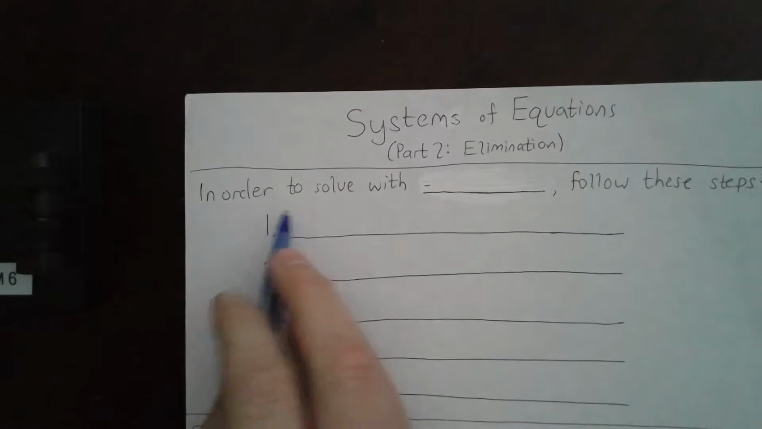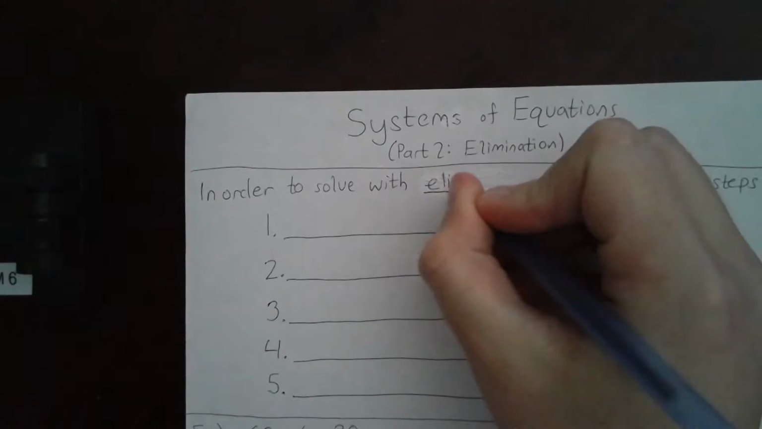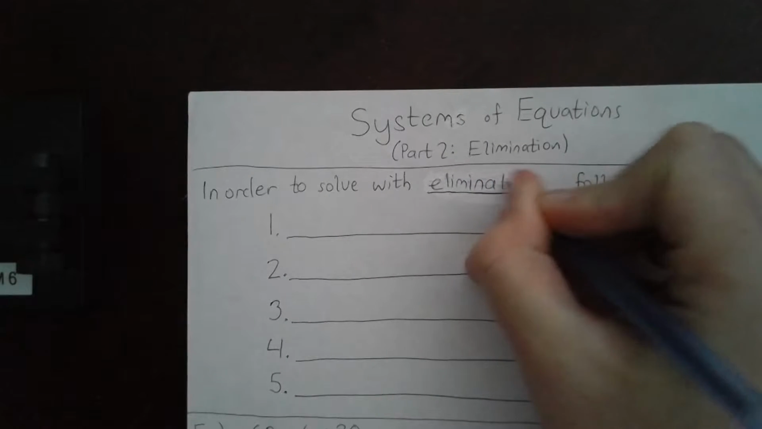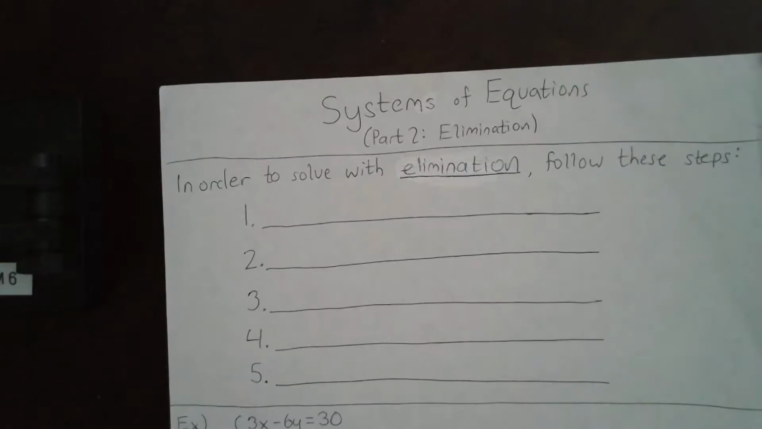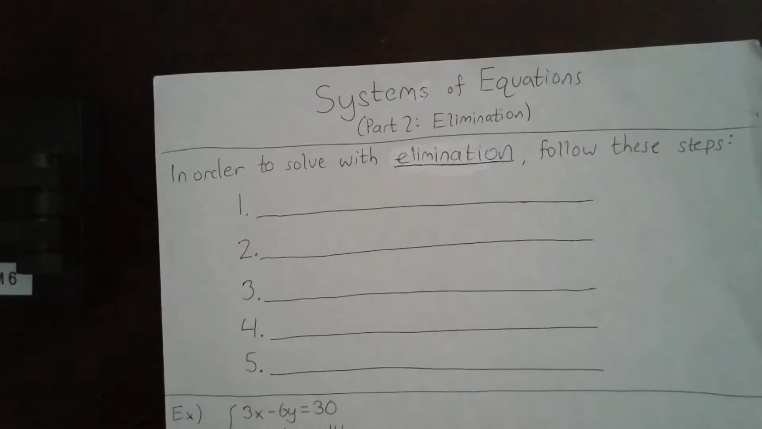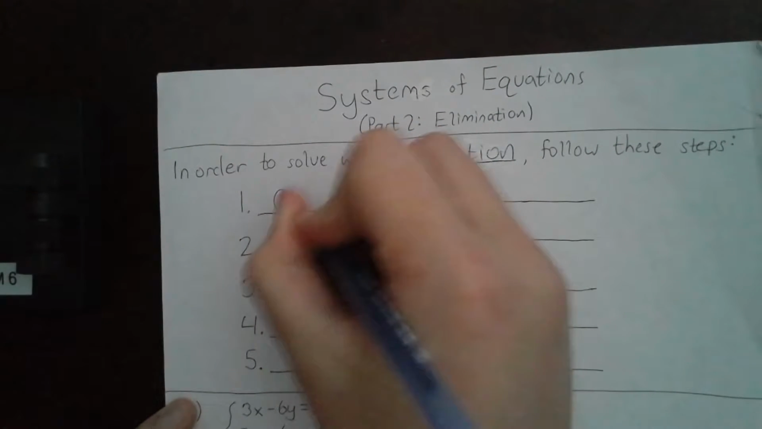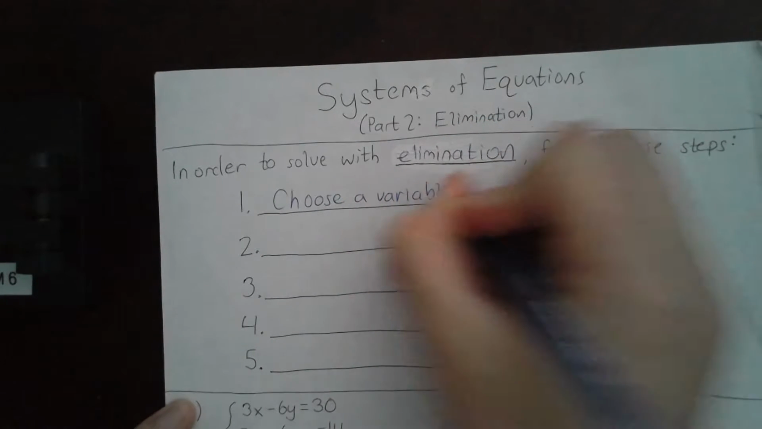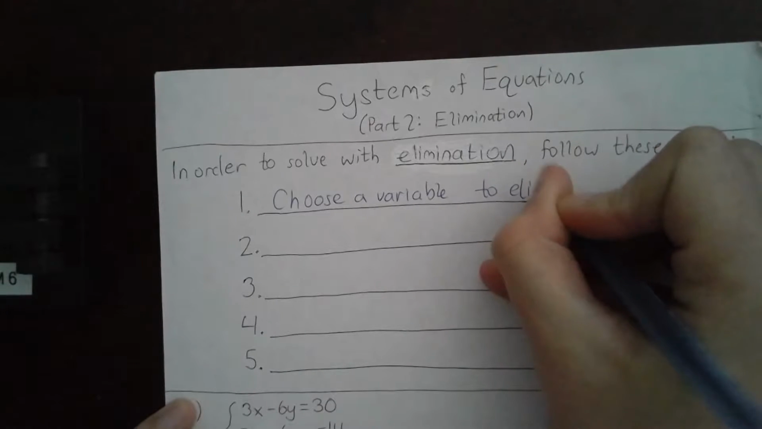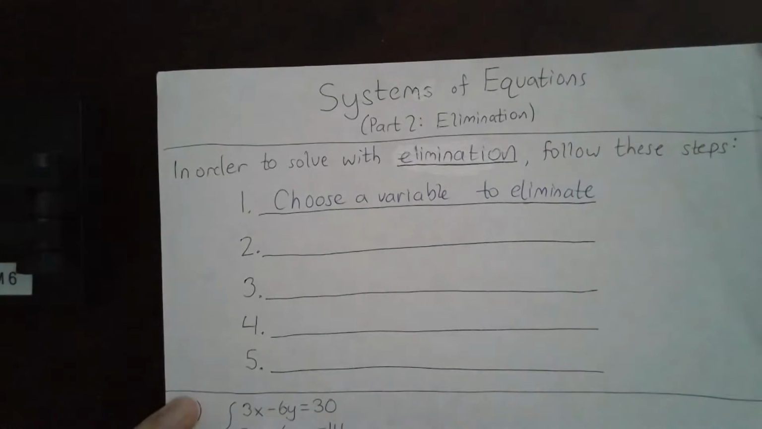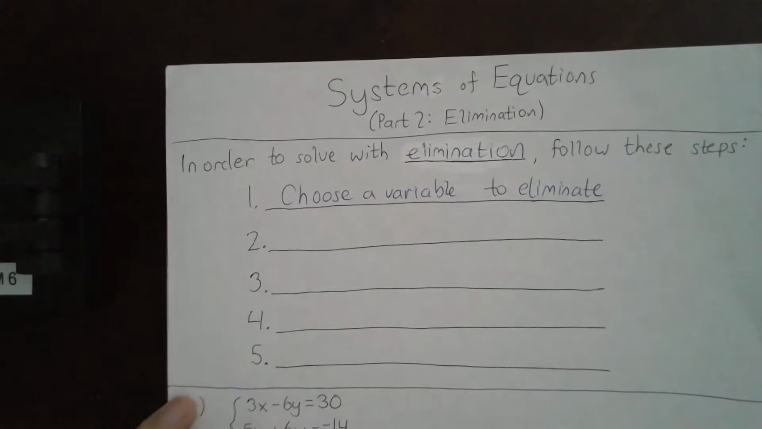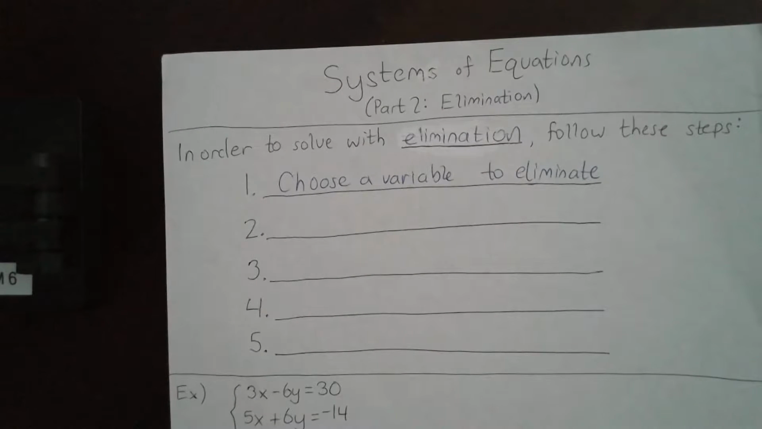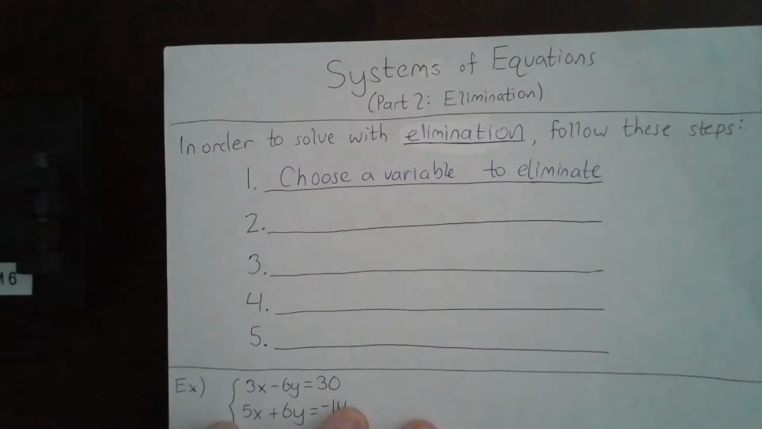Alright, in order to solve with elimination, follow these steps. First, choose a variable to eliminate. For this method, we're actually going to be using both of our equations at the same time, so we don't have to pick an equation. All we got to do is pick either x or y to get rid of. So first, pick a variable to eliminate.